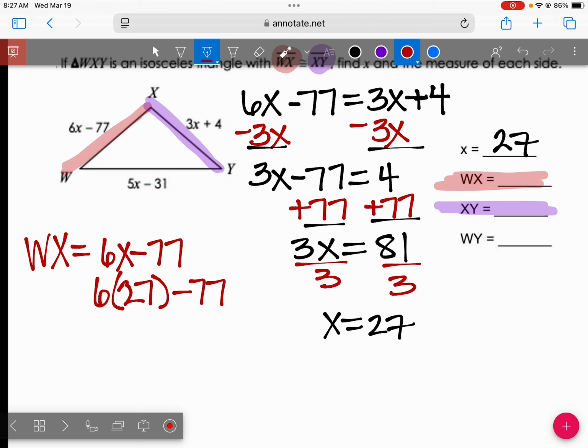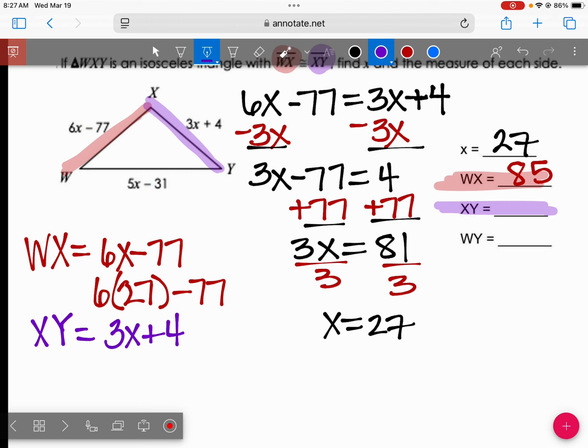Jaden, did you get a number? 6 times 27 minus 77? 85. Anybody else get 85? I don't have a calculator. All right. And then for XY, it should be the same, but it's always a good idea to check it.